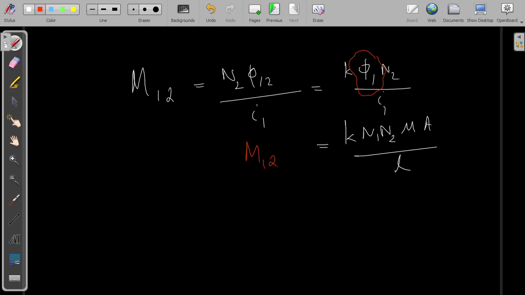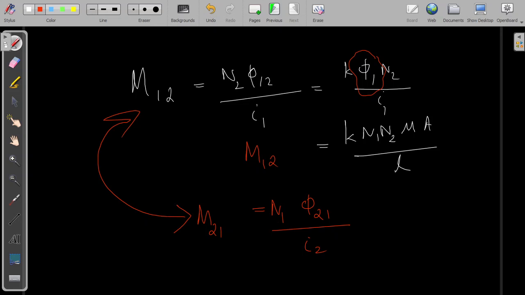Now similarly you will get the mutual inductance from coil 2 to coil 1, that is represented by M21, and you will get it as that is equal to N2 phi 21... sorry, this is N1 phi 21 divided by I2. Okay, you can compare these two, exactly opposite.